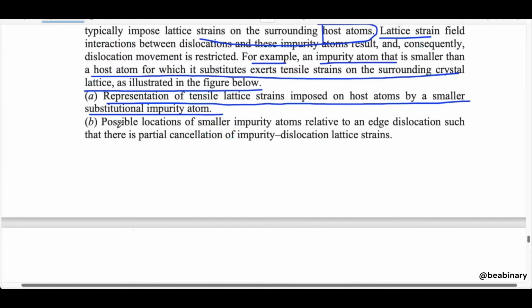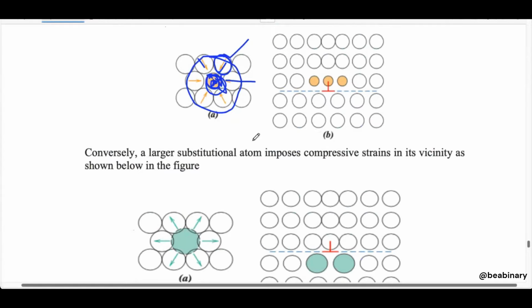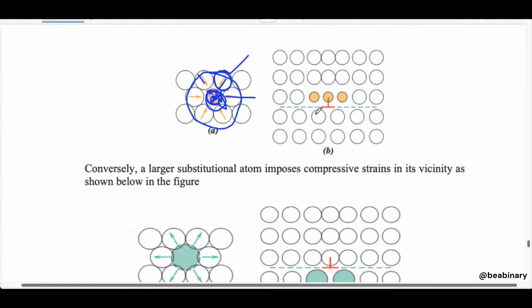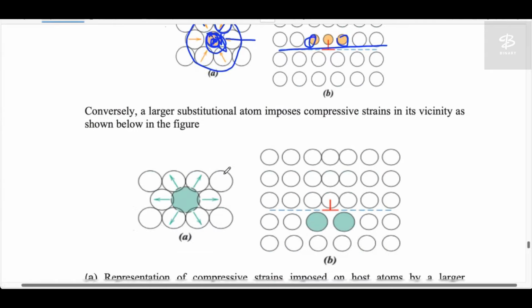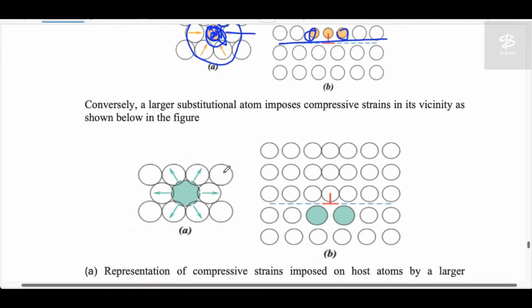Second, the possible location of the smaller impurity atoms relative to the edge dislocation is such that there is partial cancellation of the impurity and dislocation strains. As you can see in this picture, they have come here, and they have stopped the dislocation movement. So this is the way you can stop the dislocation and increase the strength and hardness of your materials.